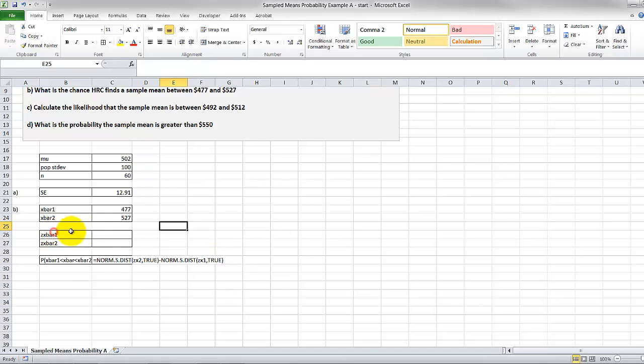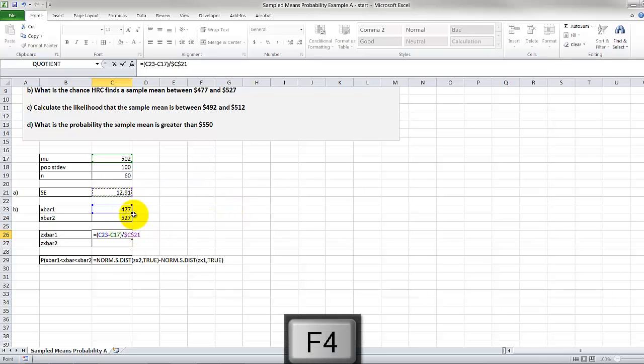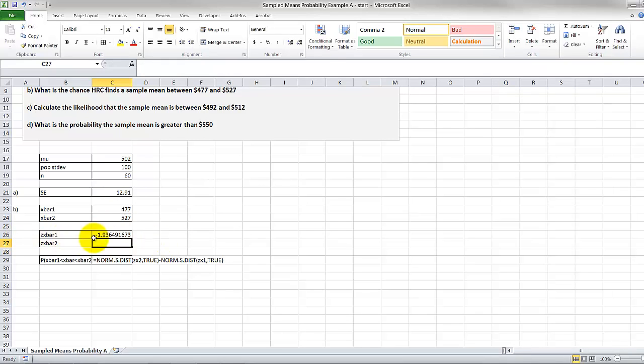Okay, so let's calculate the z of x bar 1 first. We have the difference between 477 minus our mu divided by our standard error, which is calculated in part A. I'm going to go ahead and put dollar signs on the standard error and the mu, just in case we want to reutilize this formula. We have a standardized score of negative 1.9.